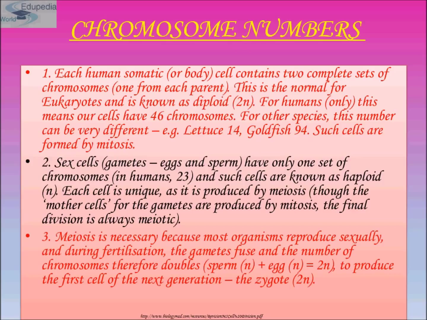Sex cells have only one set of chromosomes, and such cells are known as haploid. Each cell is unique as it is produced by meiosis, though the mother cells for the gametes are produced by mitosis. The final division is always meiotic, which we will be studying in detail. Meiosis is necessary because most organisms reproduce sexually, and during fertilization the gametes fuse. That means sperm and egg fuse, and the number of chromosomes therefore doubles to produce the first cell of the next generation, that is 2n. n plus n is equal to 2n.